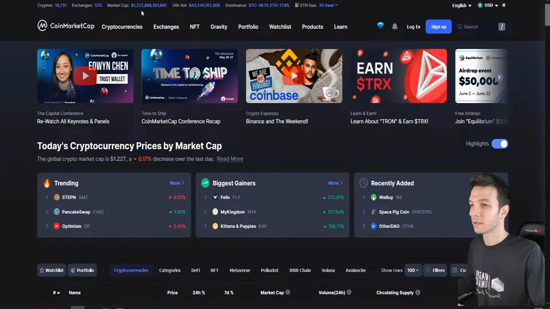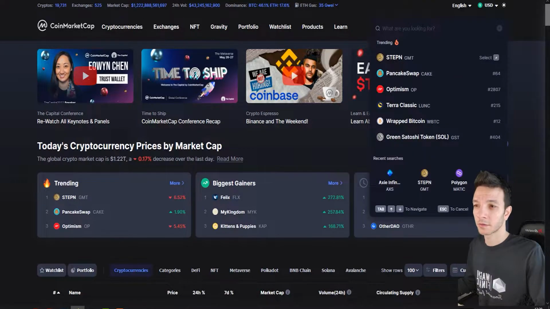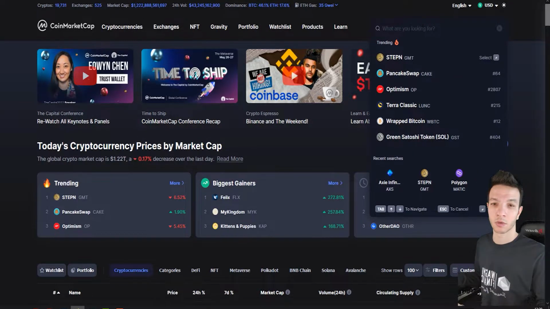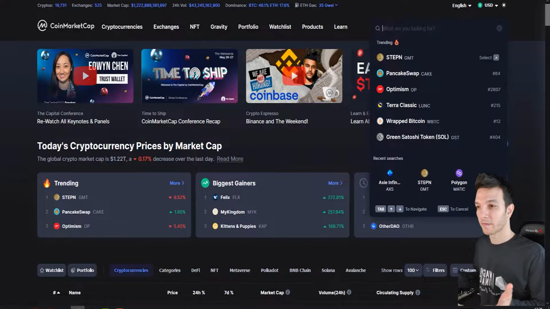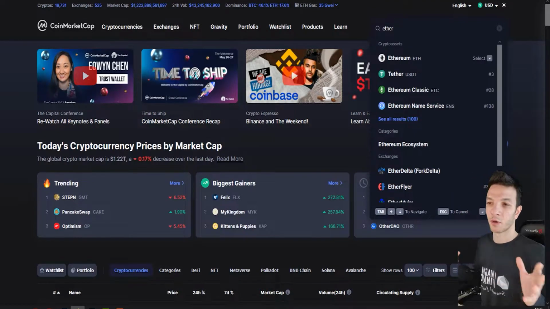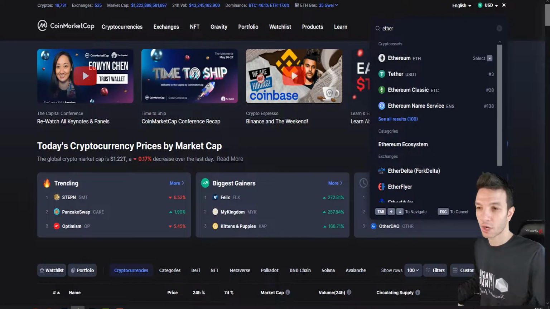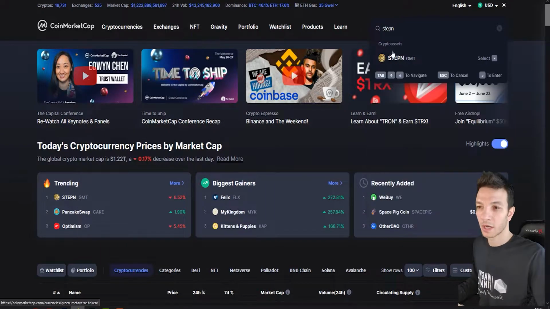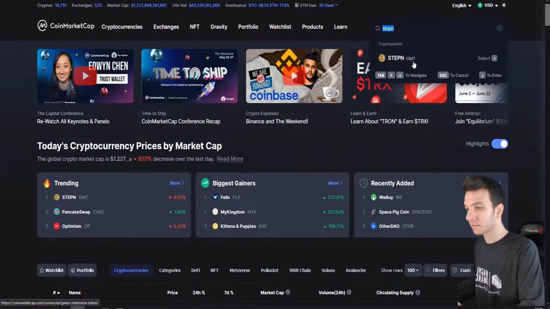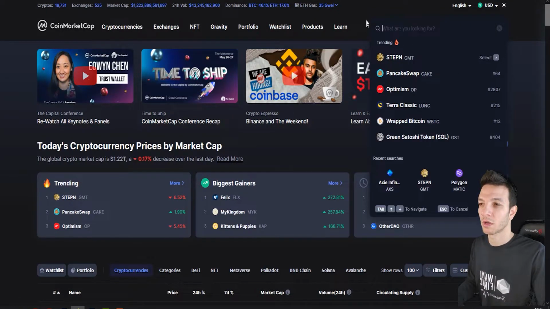What else do we have here? We have the search bar, and here you can search for any specific coin you want. You can type the full name of the project, or you can just type the shortcut of that project. For Ethereum, for example, you can either type the whole name, Ethereum, or you can just type the shortcut, ETH, and Ethereum will appear here. Or, for example, STEPN: you can either write the full name or just type the shortcut GMT, and then you can find the project you are looking for.